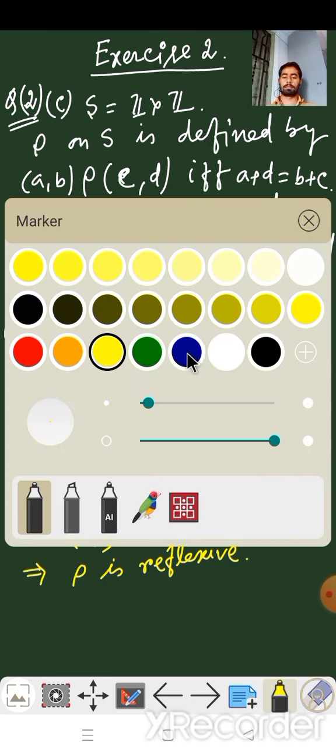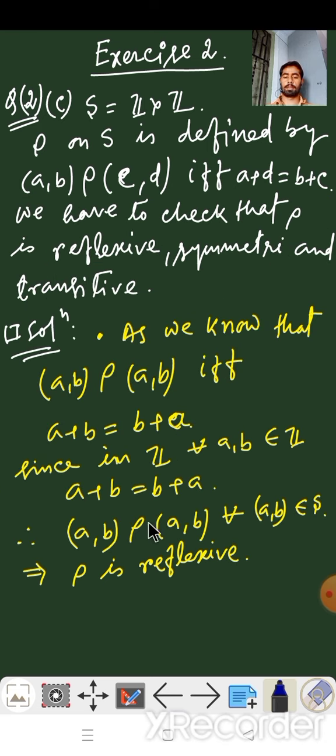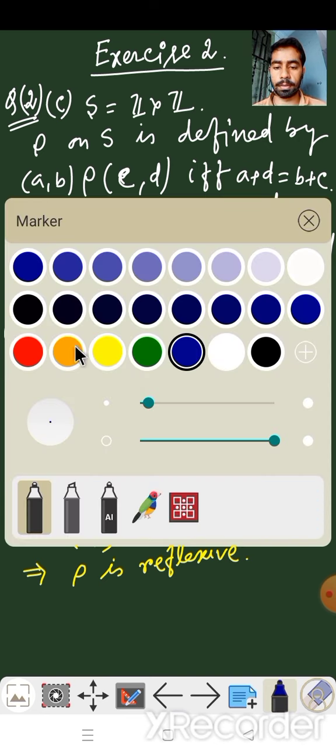Here we can see that by the definition of rho, the addition of the first element of the first ordered pair and the last element of the last ordered pair is equal to the addition of the second element of the first ordered pair and the first element of the second ordered pair. That is, the addition of A and B equals the addition of B and A, as it happens in Z. Therefore we can conclude that rho is reflexive on S.